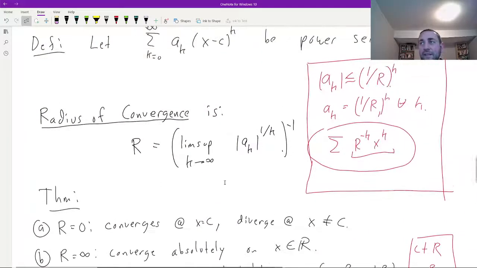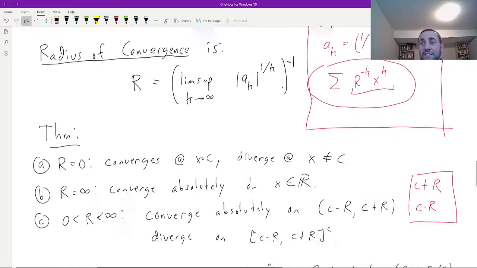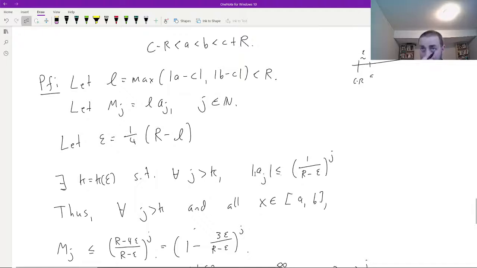How do we prove something like this? Well, we're going to be going again basically back to this intuition where we could just use the Weierstrass M-test, but we have to be a little bit careful, so let's be careful. I define script L to be the maximum of |a minus c| and |b minus c|. And remember from our assumption, the interval from a to b is a subinterval of the interval from c minus r to c plus r, and so L is strictly less than r. I want to be using the Weierstrass M-test, so I define M_j to be L^j times |a_j|. And of course, we're going to check that this M_j works for the Weierstrass M-test. Now I let epsilon be 1/4 times (r minus L).